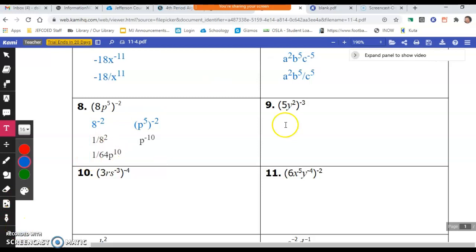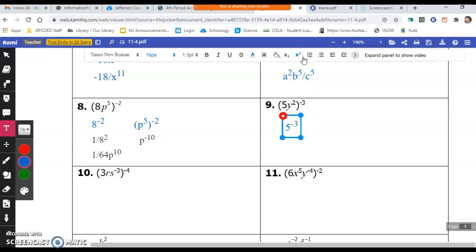All right, looking at 9. Okay, we got 5y squared in parentheses raised to the negative 3. So everything in that parentheses is being what? Raised to the negative 3. Okay, so we're going to have 5 raised to the negative 3. And then we're also going to have parentheses y squared. Let's go ahead and simplify that, which is going to be y to the what? Negative 6. I think that's going to be the simplest there.